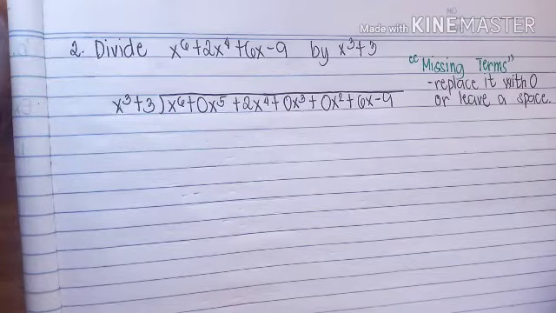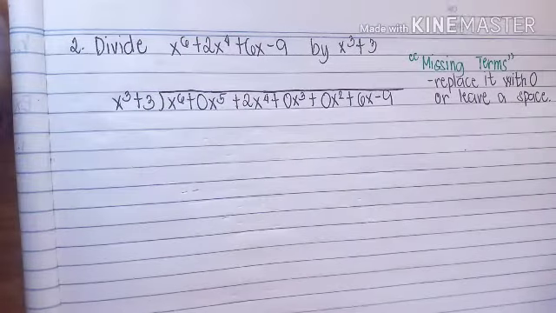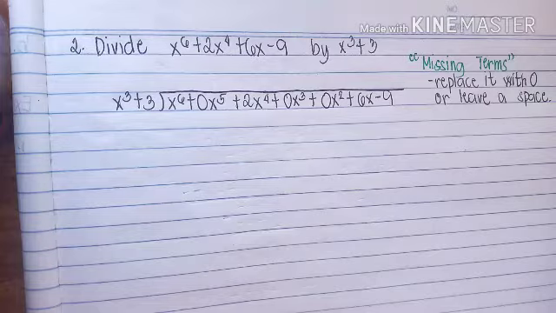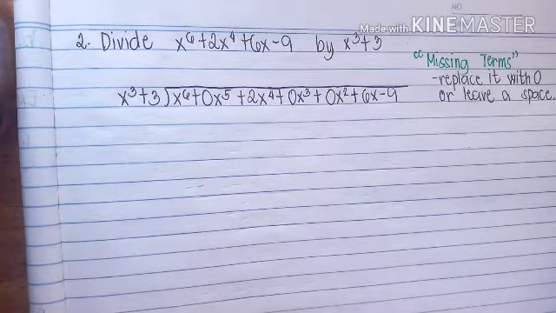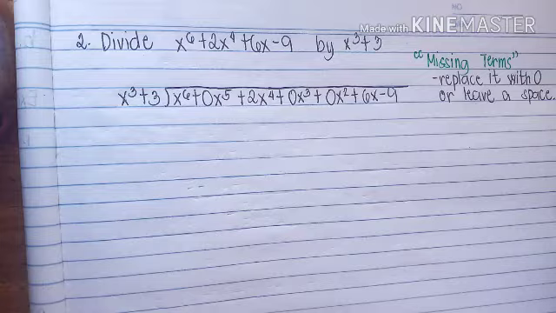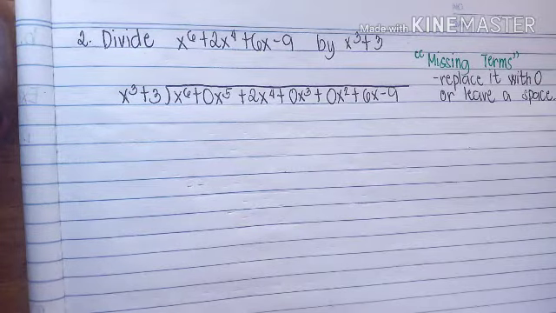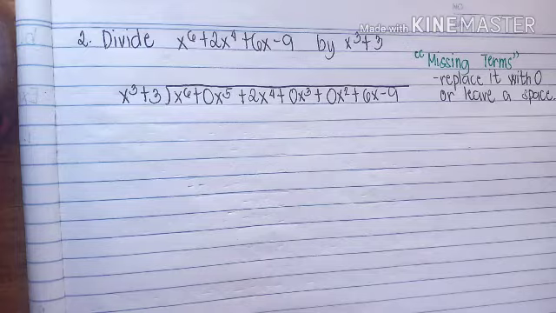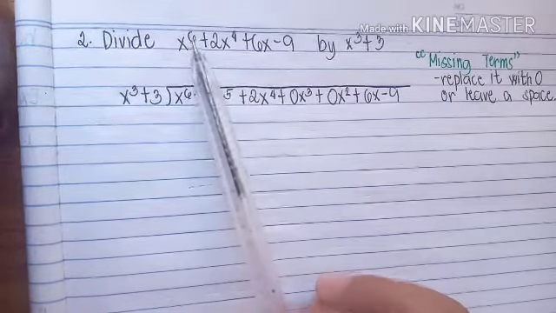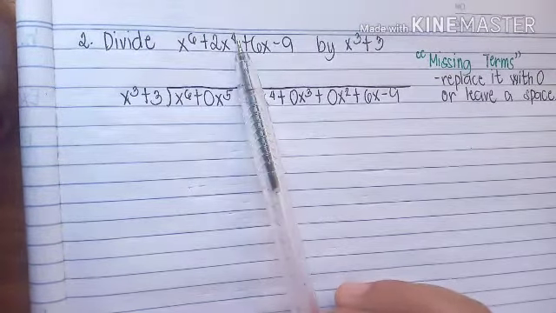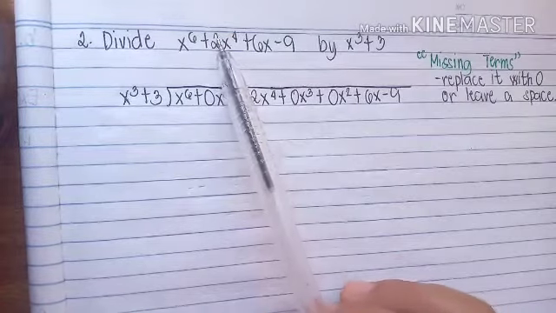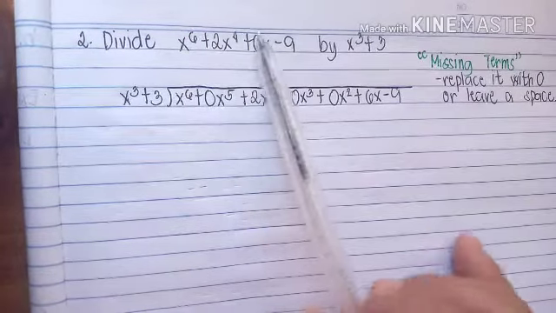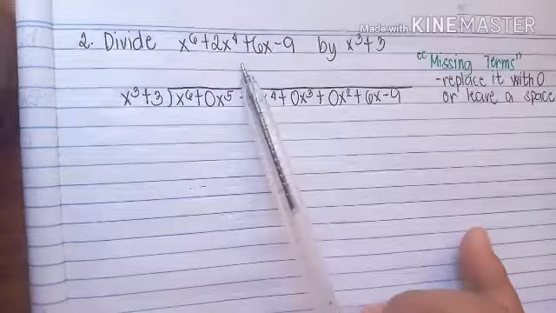So let's have the second example. We now divide x raised to 6 plus 2x raised to 4 plus 6x minus 9 by x cubed plus 3. Now we have here what we call missing terms. When we say missing terms, we are missing a certain term with an exponent, which is the next number to the previous exponent. So in here, we have a case here, x raised to 5 plus 2x raised to 4. Now as you can see, we don't have an x raised to 5, right? And in here, we don't have x cubed and x squared.